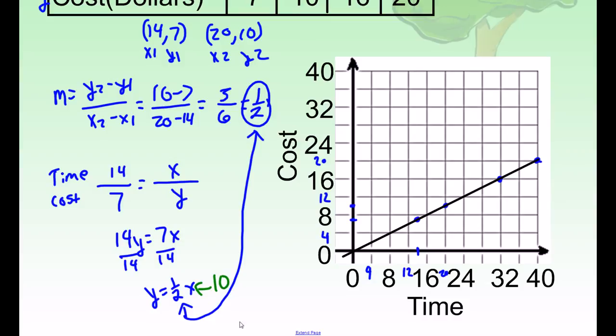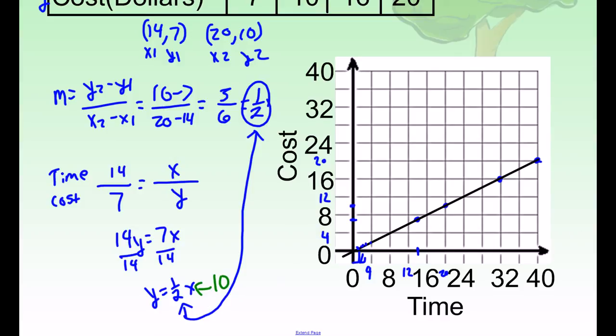One last thing to point out here is that this slope is a unit rate, meaning for every 1 minute, if I go 1 minute here, I go up 50 cents. Another 1 minute, another 50 cents up. Another minute, another 50 cents. Another minute, another 50 cents. Slope is a unit rate.